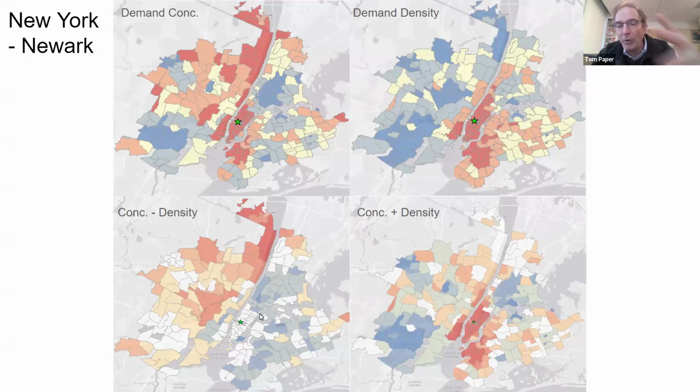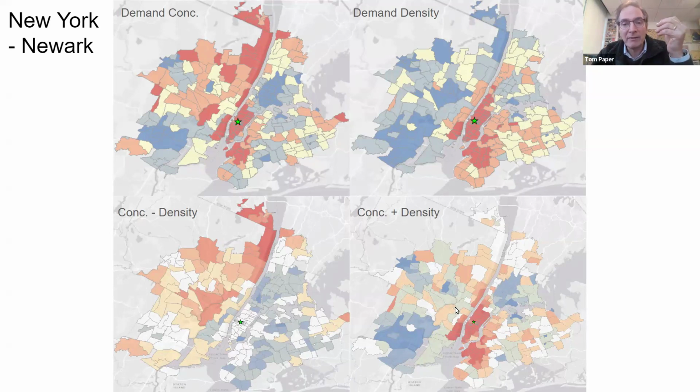Let's say you're after both concentration and density. Well, that's the lower right. That's where we added up the quintile for both concentration and density, added it together. So the top score is 10, the bottom score is 2. And you can see Manhattan, New Jersey, right across the shore, and Brooklyn are all very high in that regard.